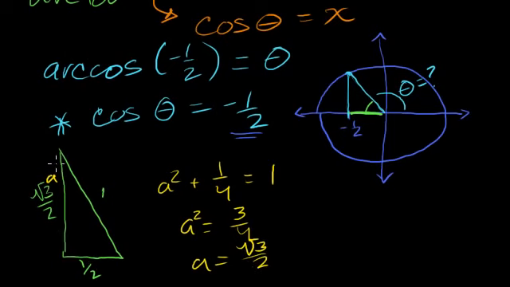So you immediately know this is a 30, 60, 90 triangle. And you know that because the sides of a 30, 60, 90 triangle, if the hypotenuse is 1, are 1/2 and the square root of 3/2. And you'll also know that the side opposite the square root of 3/2 side is the 60 degrees.